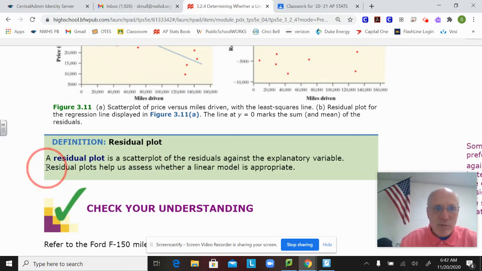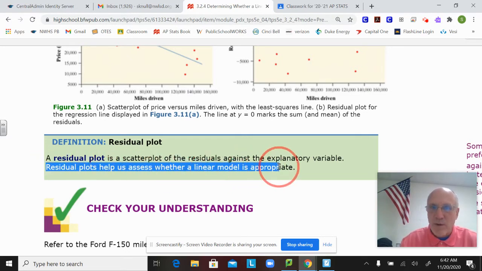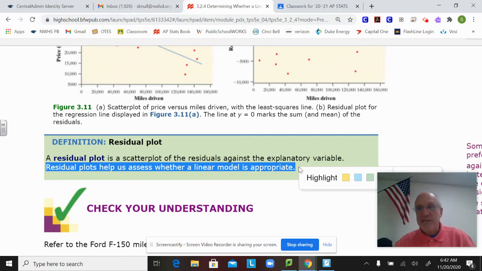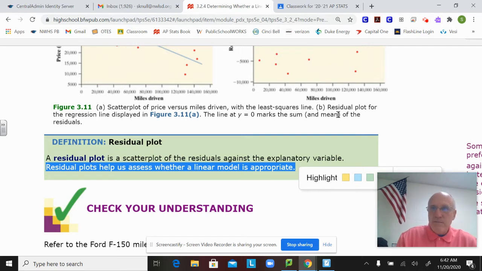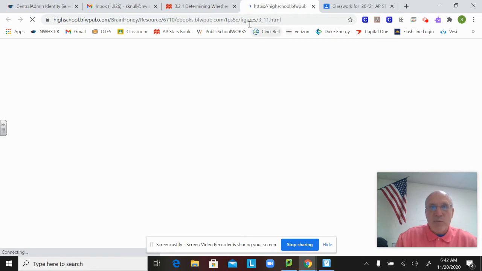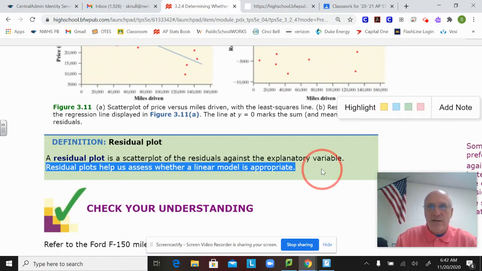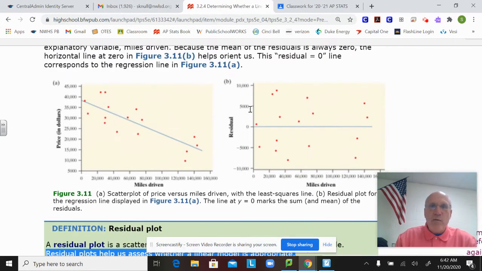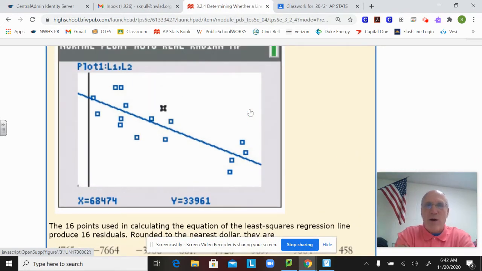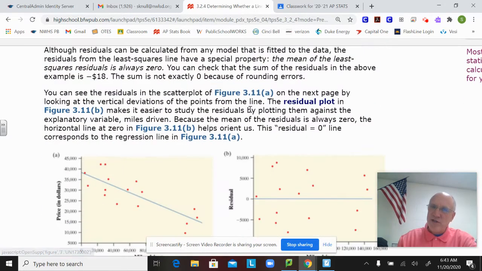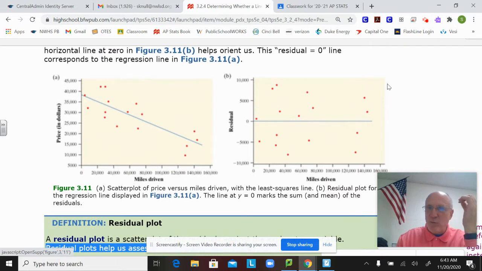And then it says residual plots help us assess whether a linear model is appropriate. Well, let's think about that, because that's what you'll be asked to do. You'll be given a residual plot, and from it you'll have to answer the question, does a linear model appear to be a good model? Well, I would argue that for this data, a linear model looks like a pretty good model. The data looks fairly linear. And so my question is, what does the residual plot look like for a good linear model?